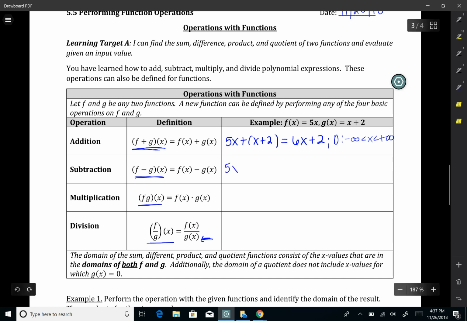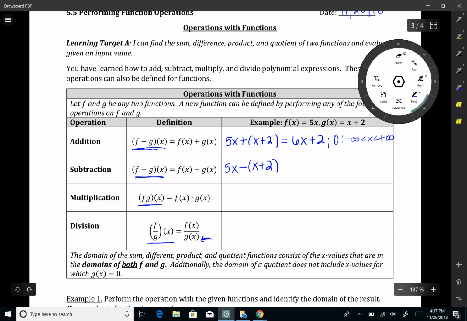We're just going to take 5x minus, now don't forget to use parentheses, x plus 2. So I'll have to distribute that negative. So I'm going to change that to adding the opposite. Plus this is going to be negative and that's going to be negative. So I will have 4x minus 2. And the domain is the same. Negative infinity is less than x, which is less than positive infinity.